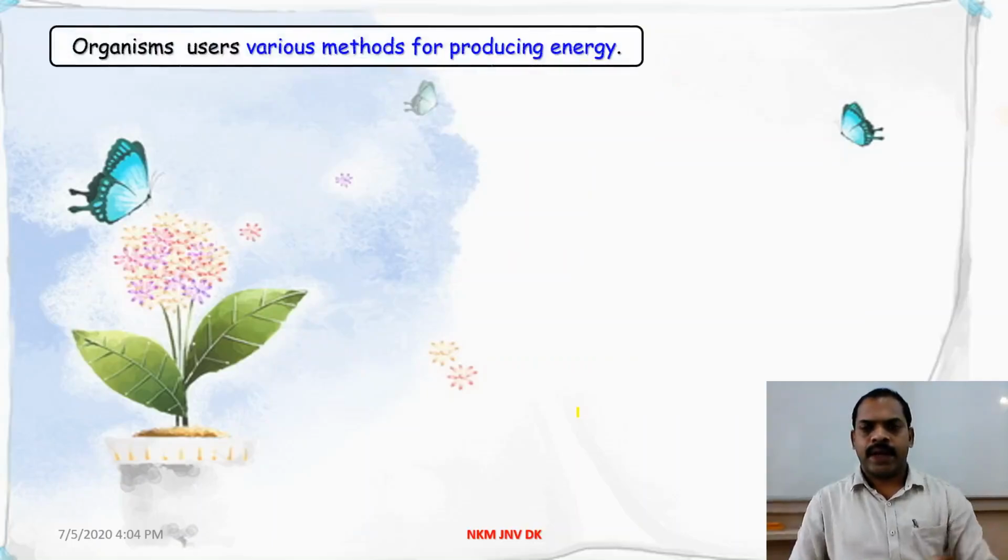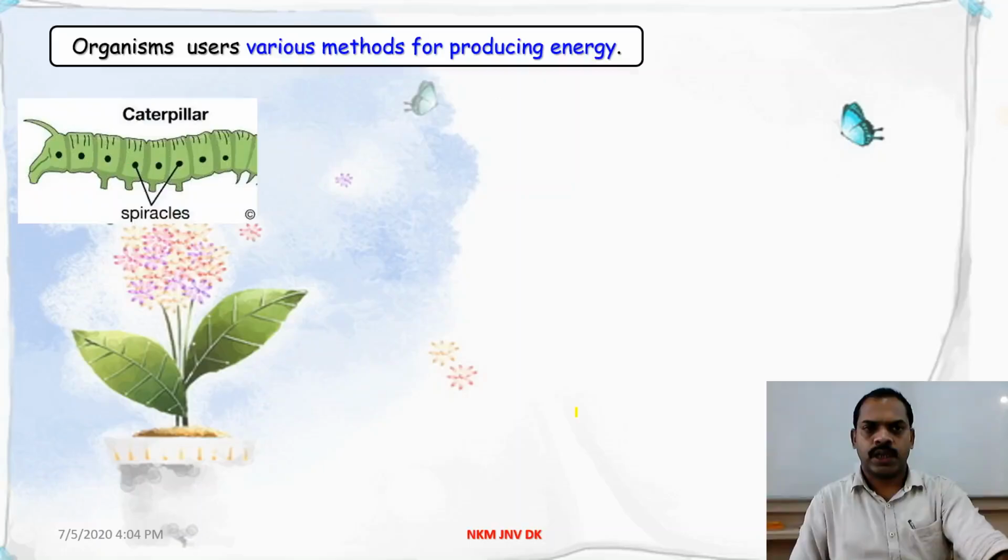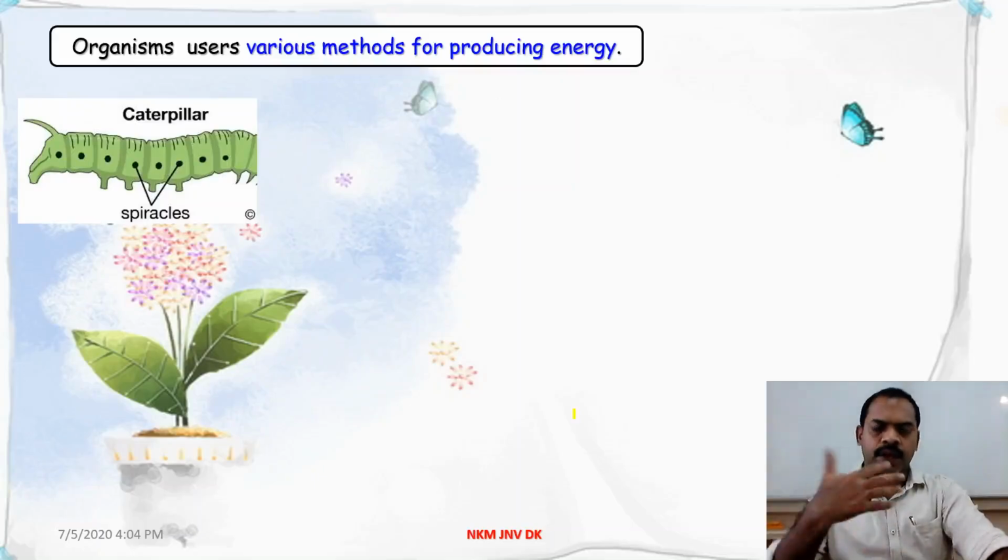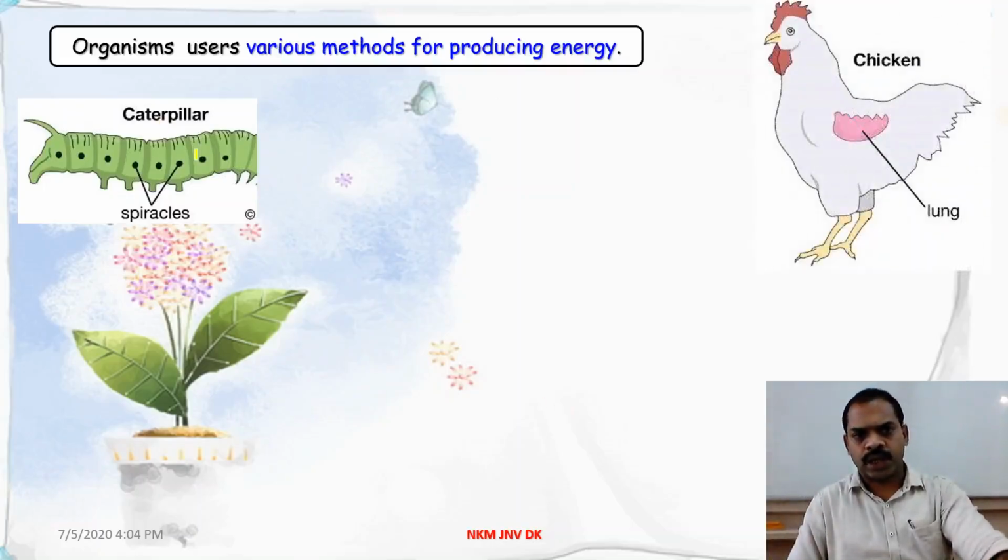Now, different organisms, as we have already seen, have various methods to produce energy. They use various ways to get energy by the process of respiration. That means there are various organs to take in the oxygen to produce energy. As you are seeing here, in the case of a caterpillar or any insect, they have spiracles, the openings into the tracheal system. That is their mechanism of respiration.